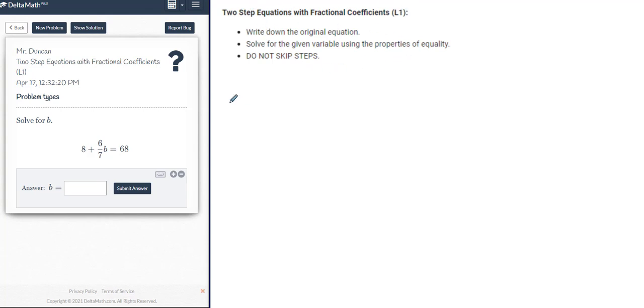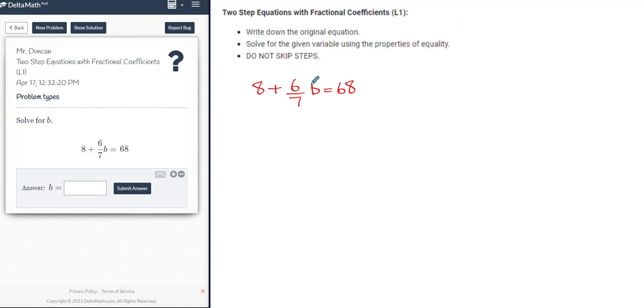Write down the original equation. So it says solve for b, so I'm just going to write 8 plus 6 over 7 times b is equal to 68. Solve for the given variable using the properties of equality.